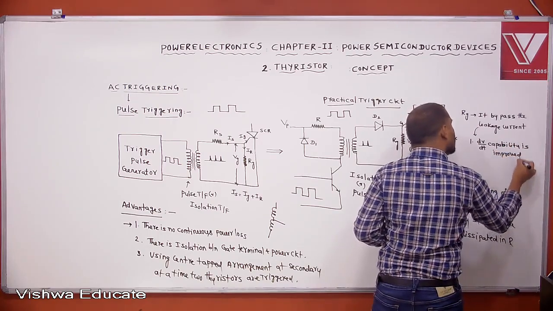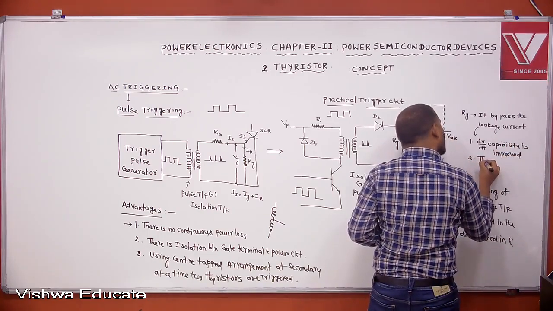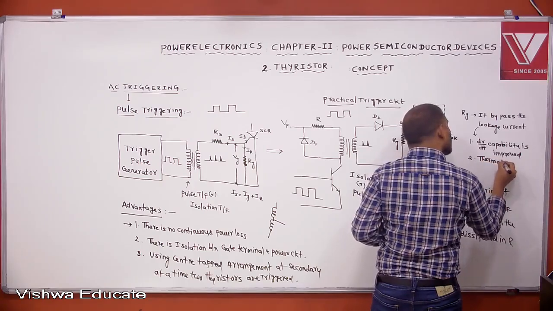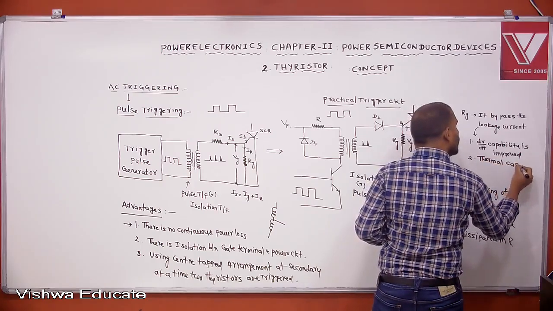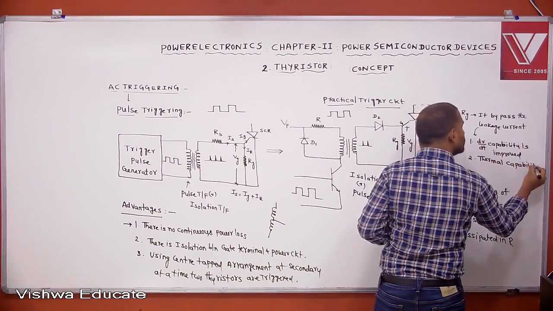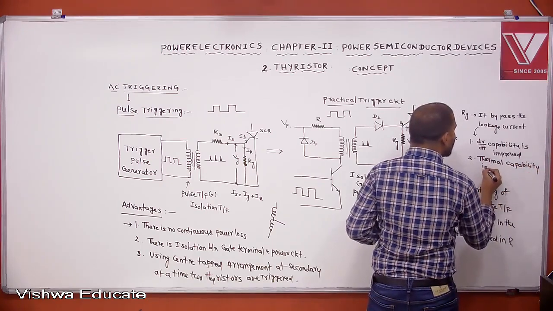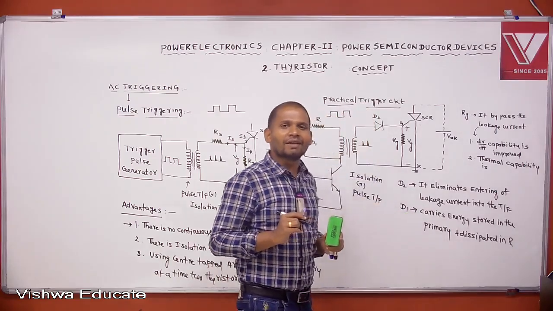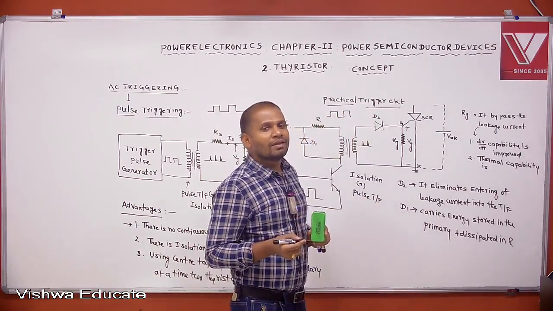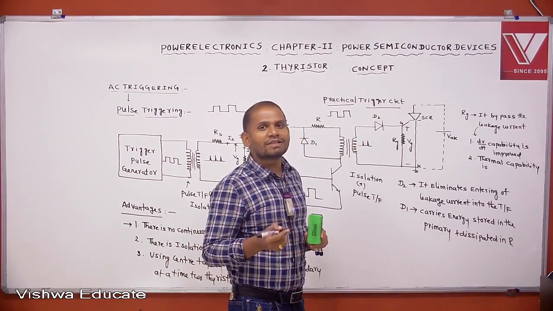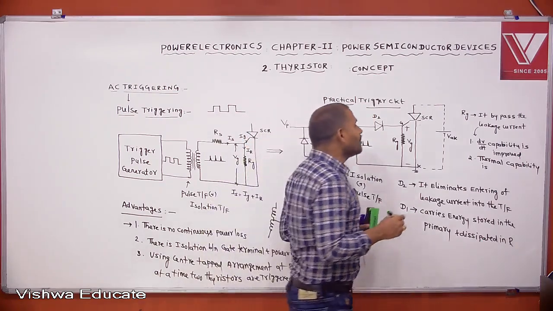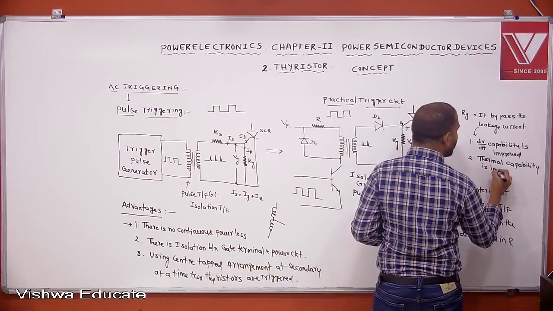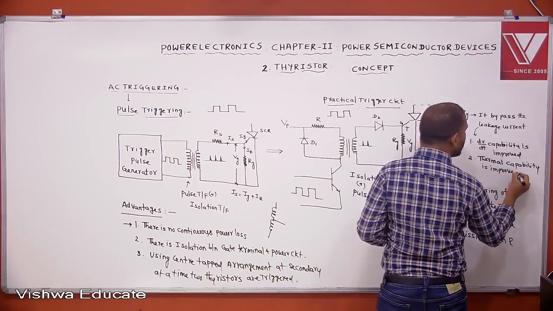Then another one is thermal capability is improved. More thermal capability. It will not cause unwanted triggering. I told you dV/dt causes unwanted triggering. Even thermal triggering also causes damage or unwanted triggering. Thermal capability is improved. High temperature withstanding capability is improved.